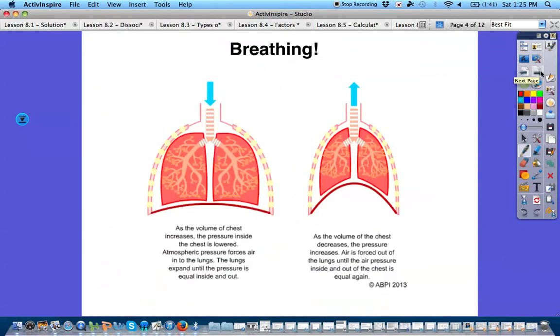Okay. So an example of Boyle's law is breathing. When you breathe, you have this muscle called the diaphragm. And when you inhale, this diaphragm muscle is going to go down, which is going to increase the overall volume of your lungs. And it is going to decrease the pressure. So you bring air in because air is always going to go from an area of high pressure to low pressure.